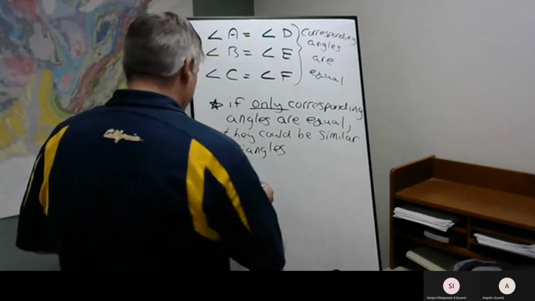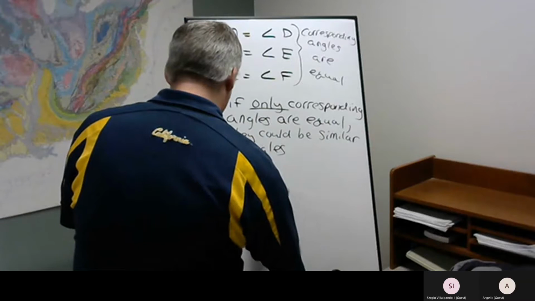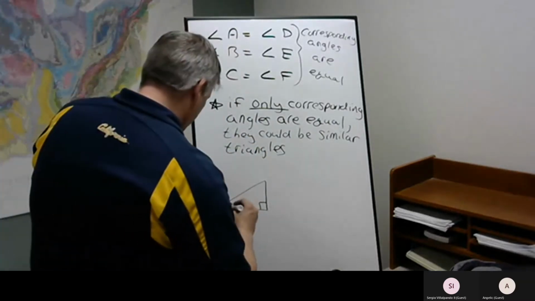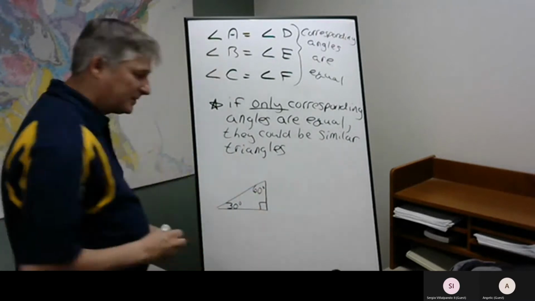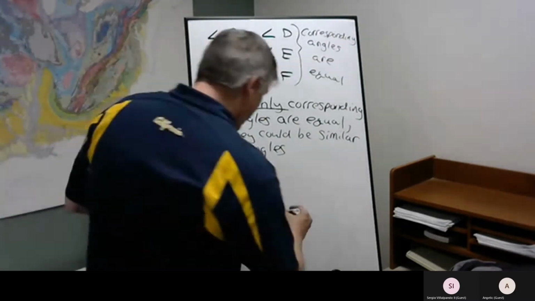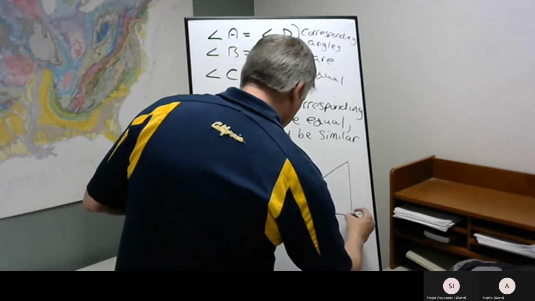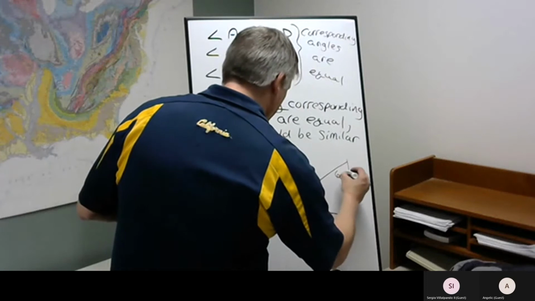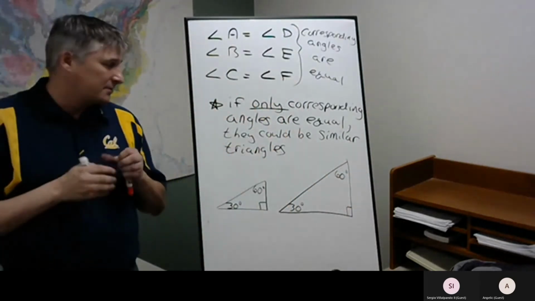So you could have something like this. That's 90 degrees, 30 degrees, 60 degrees, and 90, 30, 60. You could have something like this.